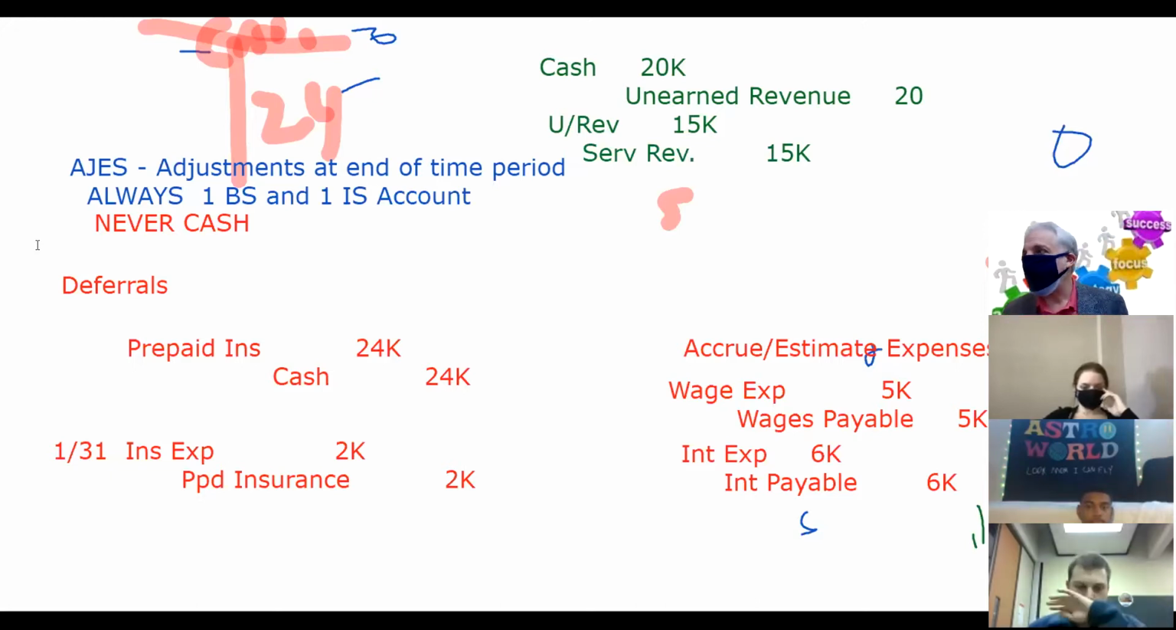I am not adjusting cash. Never ever on an adjusting journal entry, end of the month. I'll be clear. You'll be reading more about this. You'll be seeing more about this. And this is part of the homeworks, the readings, and we'll be good to go.